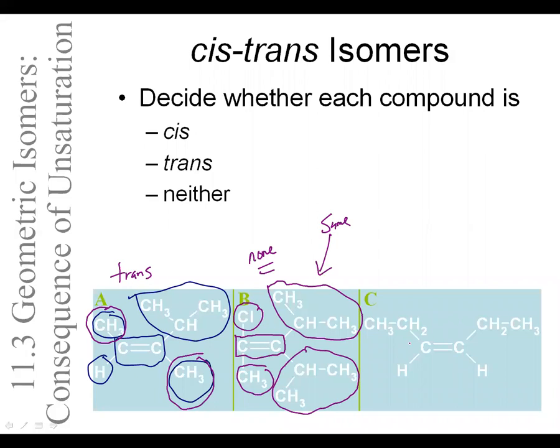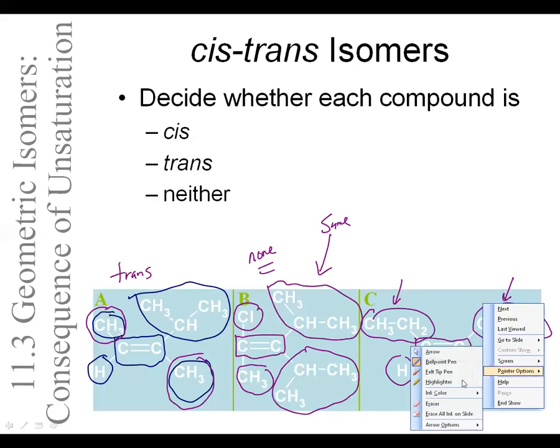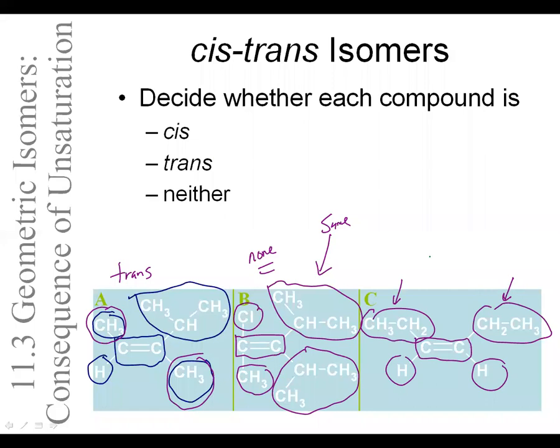And lastly, if we look over here, we have this group and this group, which are different. So that's good. We also have this group and this group, which are different. So that's good. And we also do see that between the two carbons, we do have two groups that are the same. This group here and this group here are the same. And they're on the same side of the double bond, which means that this is going to be cis in this case.